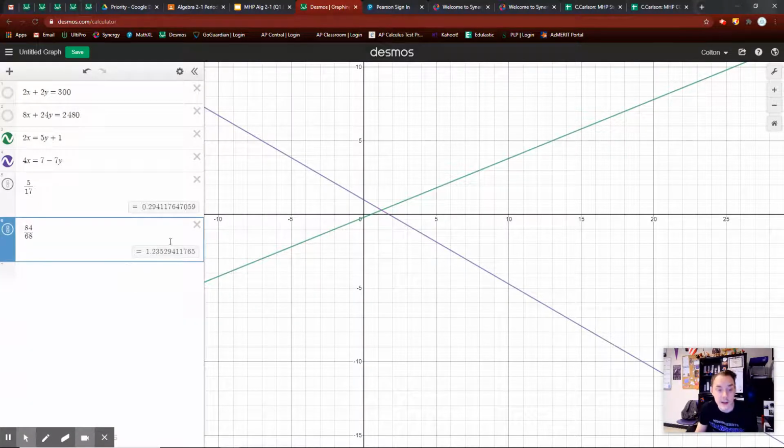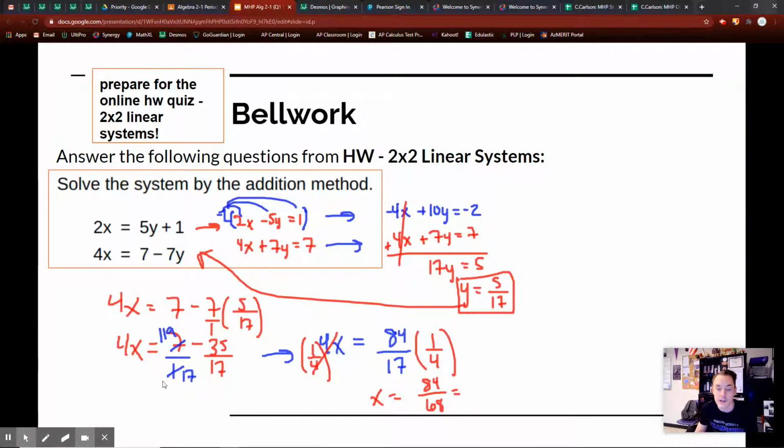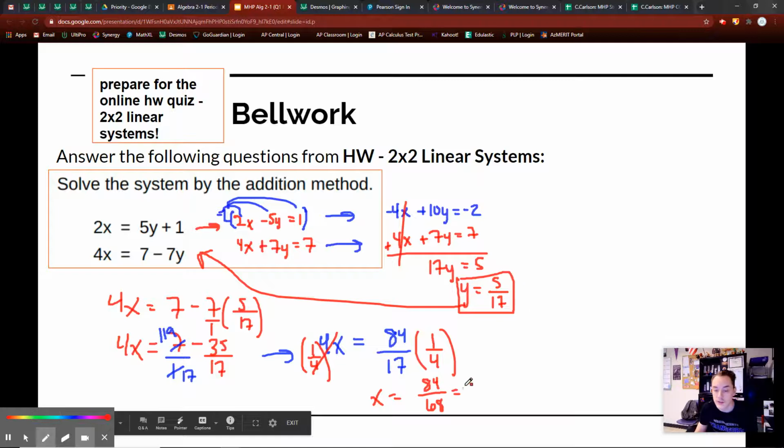Now this does give me the same decimal that I had before. That's amazing, right? So 1.235. But now let's simplify it, turn it into a fraction, and now that is a better fraction. That's way more simplified. So 21 all over 17. That is my answer. So let's go back. 21 all over 17.